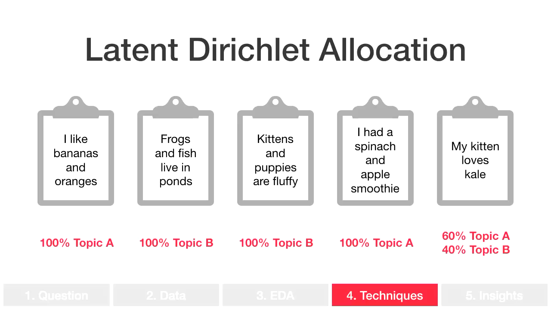Yep? How will you determine which is topic A and topic B? Would it just look at all the documents and find something common or something? Great question. That's what we'll go through next.